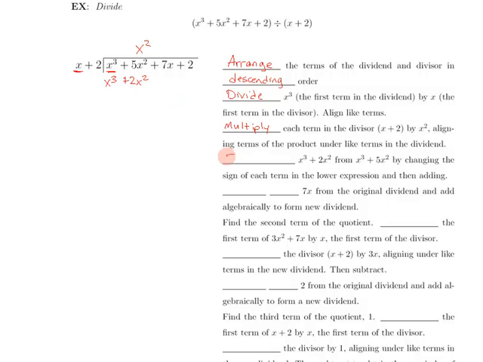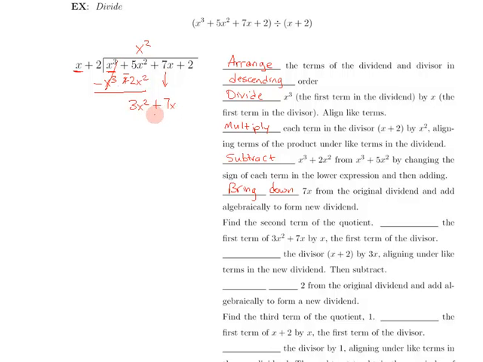All right, now you subtract the x cubed plus 2x squared from the x cubed plus 5x squared by changing the sign of each term in the lower expression and then adding. If I want to subtract this whole thing, I've got to distribute my minus sign to each one. So I change the sign of everything in there, and then I combine. x cubed minus x cubed subtracts out. 5x squared minus 2x squared is 3x squared. Next thing you do is bring down the next term, in our case 7x. Bring the sign with it, so plus 7x. And add algebraically to form the new dividend.